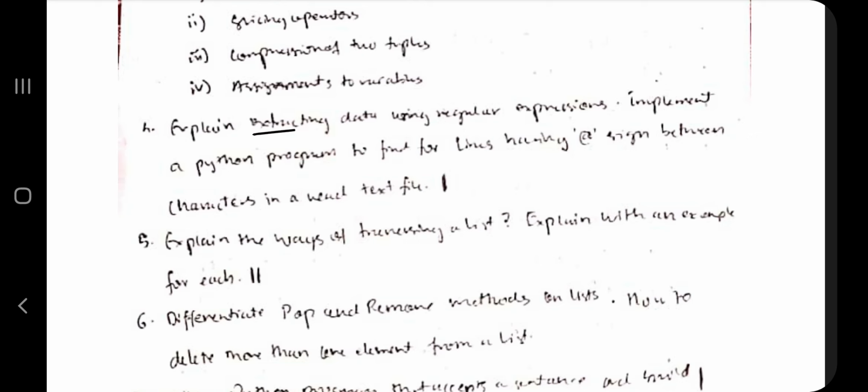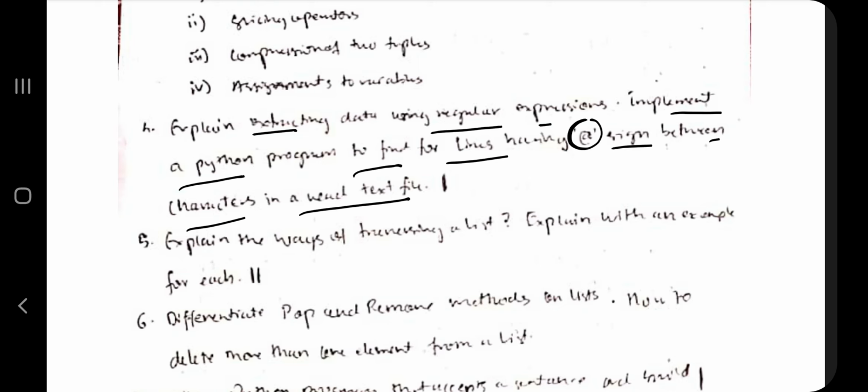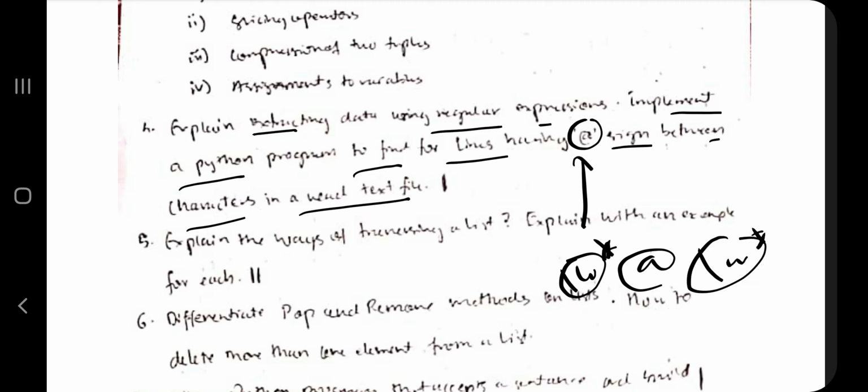Moving on, we have: explain extracting data using regular expressions. Implement a Python program to find the lines having the @ sign between characters in a text file. Here you have to use a regular expression, and what they have asked is to extract those lines which have the @ sign in between. So, we can use a star operator along with any word character \w, then the @ sign, followed by \w star. So, no matter how many characters are at the start and the end.